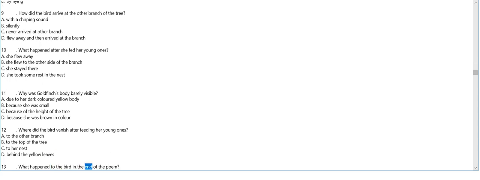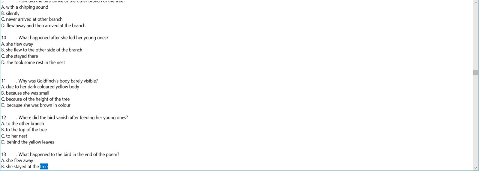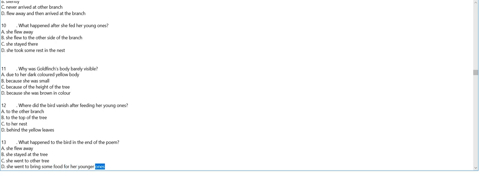13. What happened to the bird in the end of the poem? A. She flew away. B. She stayed at the tree. C. She went to other tree. D. She went to bring some food for her younger ones.